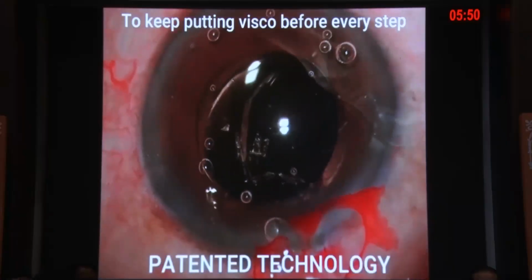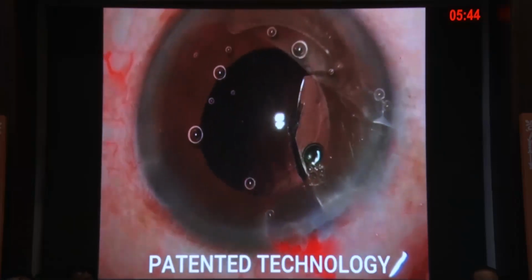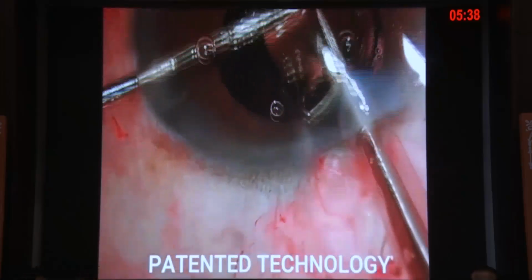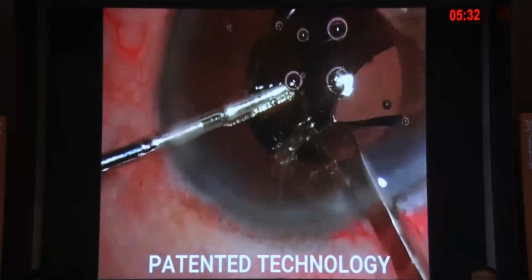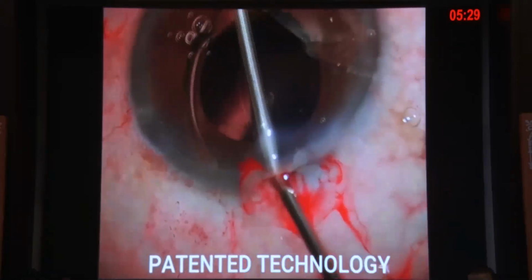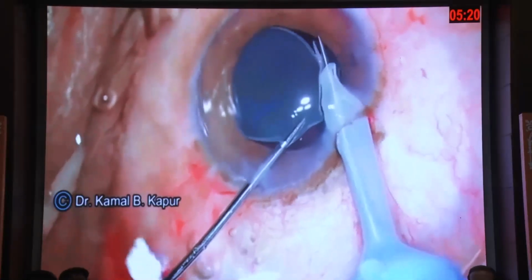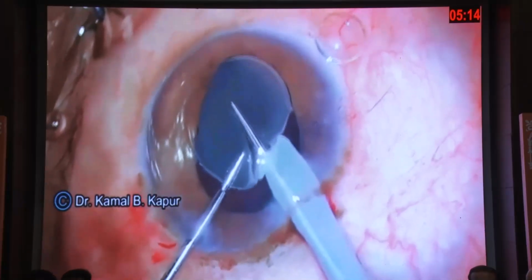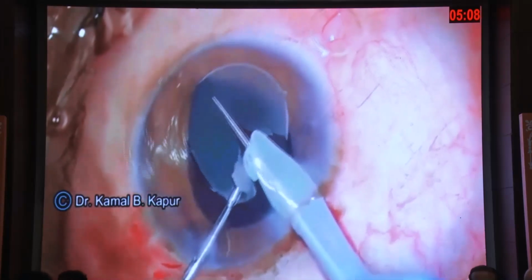This is another lens, where the lens is trisected and therefore removed through a 2.2 mm incision once again. Between each step, viscoelastic has to be injected so as to protect the endothelium. And on day 1, we see all patients with 6x6 vision and crystal clear corneas. This is a 32 diopter lens, very thick, in a hypermetropic patient with a very shallow AC. The only way out would have been to extend the incision and create a lot of astigmatism.